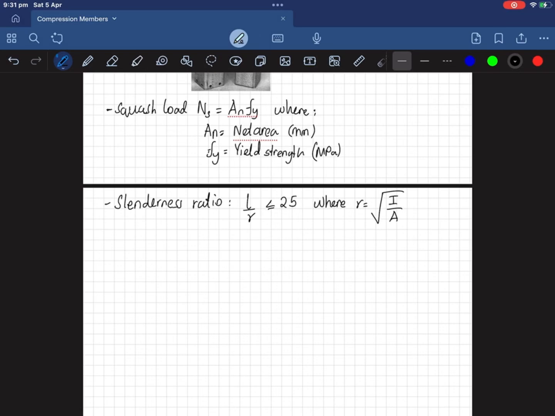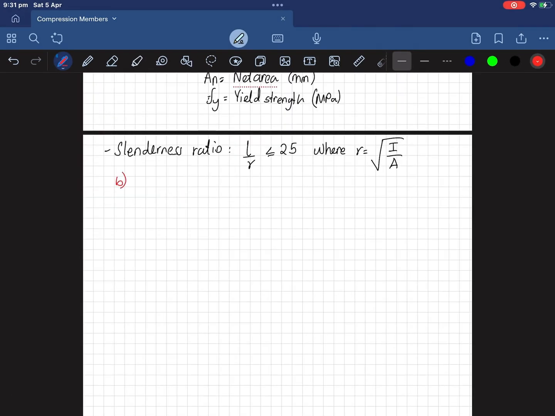This kind of failure usually happens if the column slenderness ratio, that is L divided by r, is less than 25. This is essentially how we quantify what a stocky column is. L is the length of the column, and r is the radius of gyration, which is the square root of the moment of inertia divided by the area.